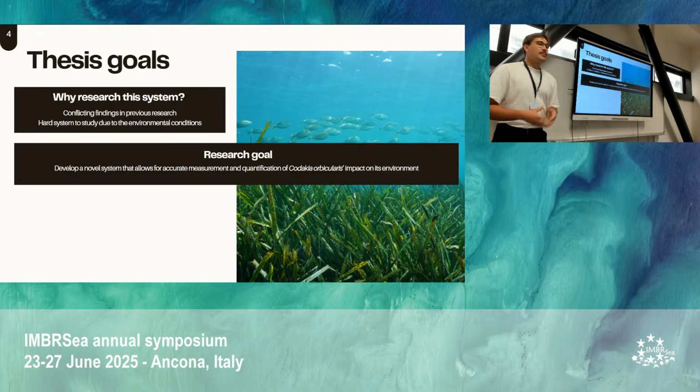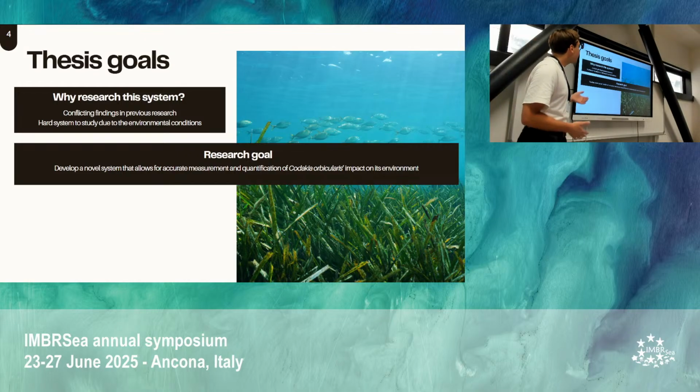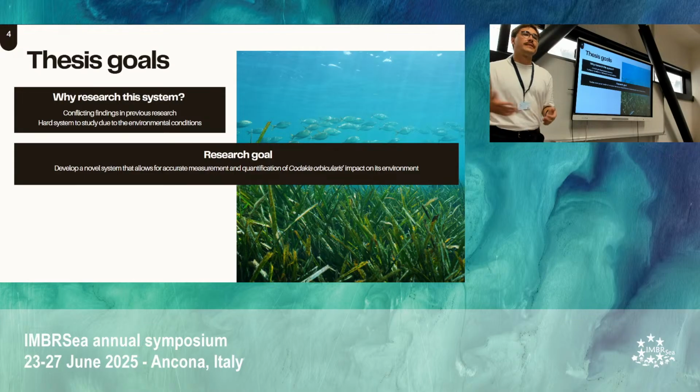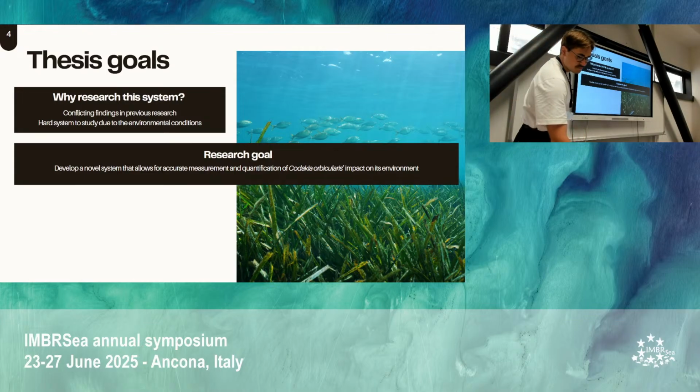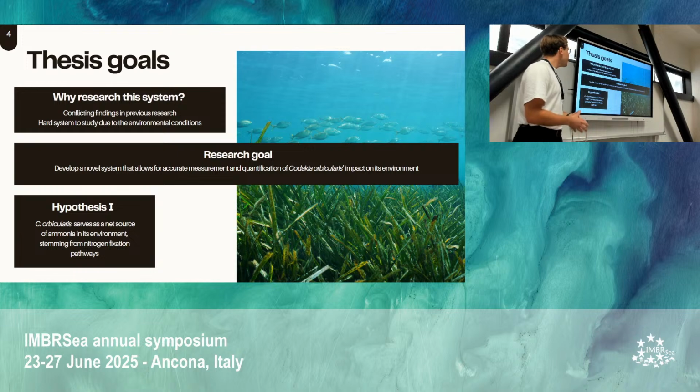So the goal was to develop a new system that allows for the accurate measurement and quantification of Codakia orbicularis' impact on its environment, specifically looking at nitrogen cycling. To do this, we developed three main hypotheses.